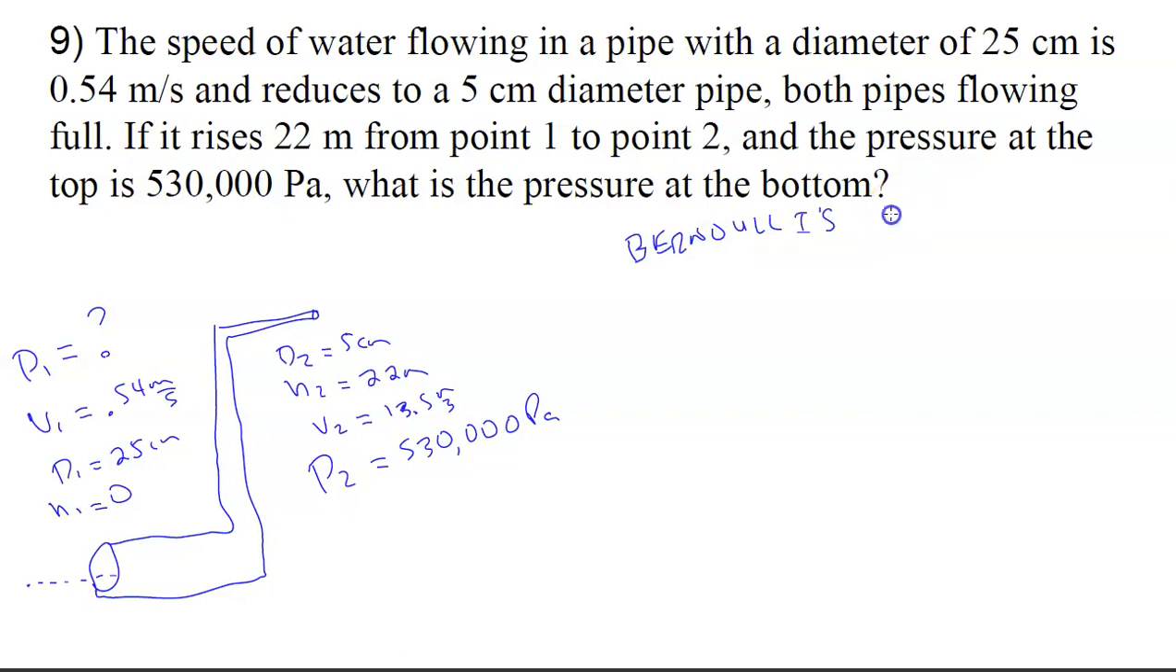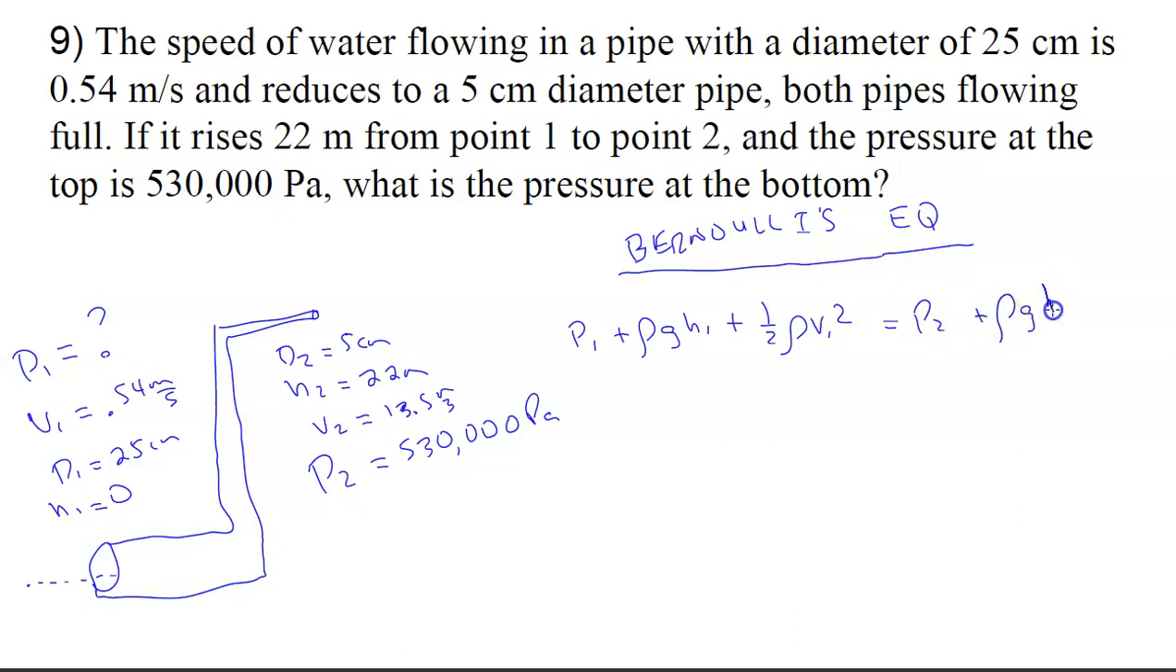And the only real difficulty here is having enough space to write all this mess out and to make sure your units work out nicely. Okay? So I'll remind you that Bernoulli's equation, P1 plus rho g h1 plus 1/2 rho v1 squared equals P2 plus rho g h2 plus 1/2 rho v2 squared. All right? Now, turns out that to do number 9, I didn't know v2.